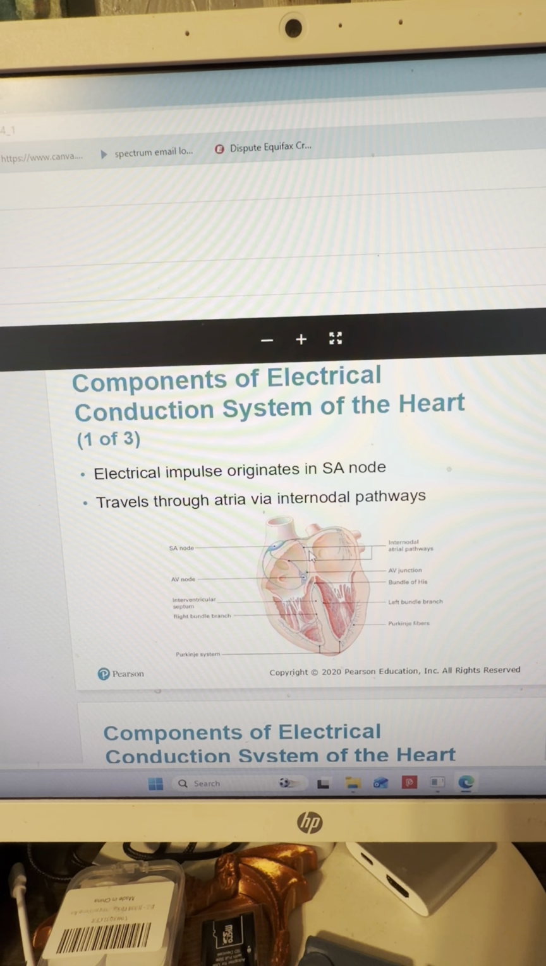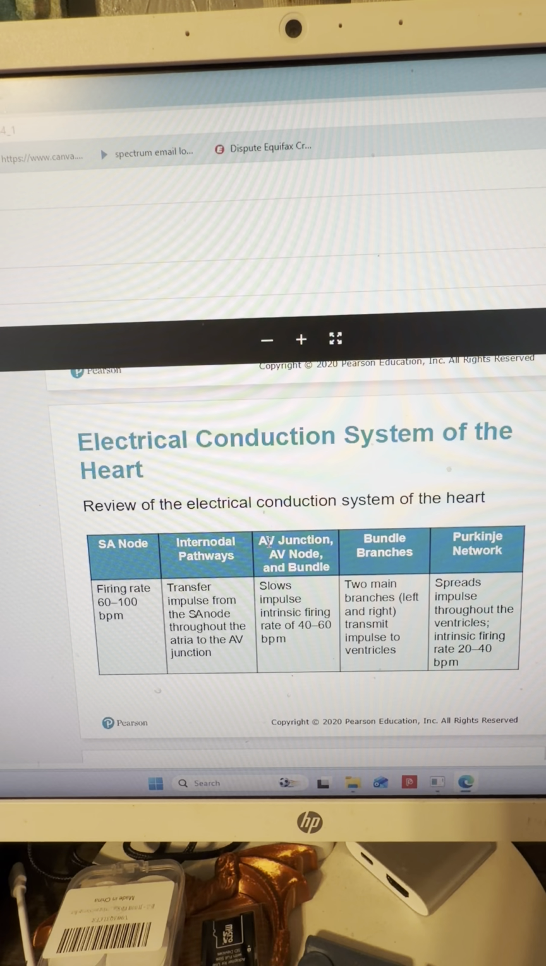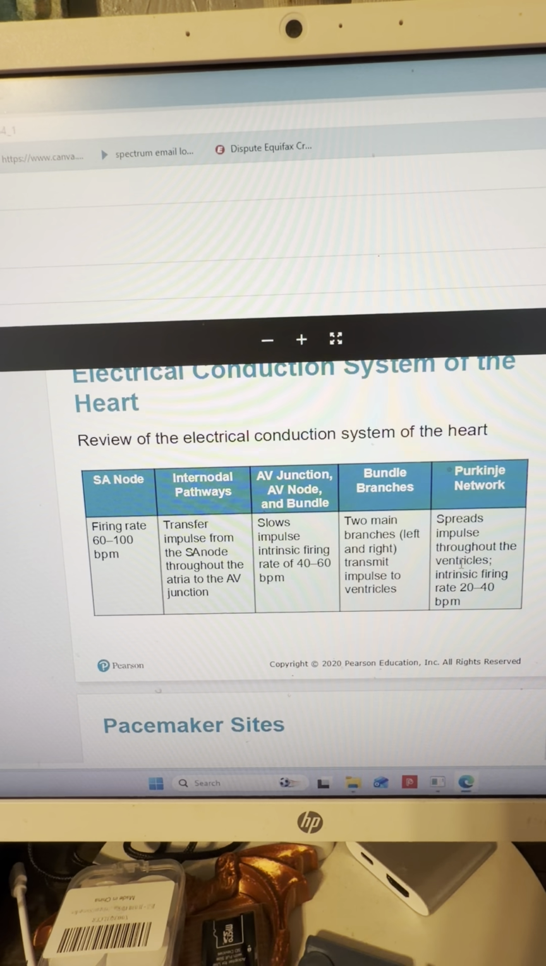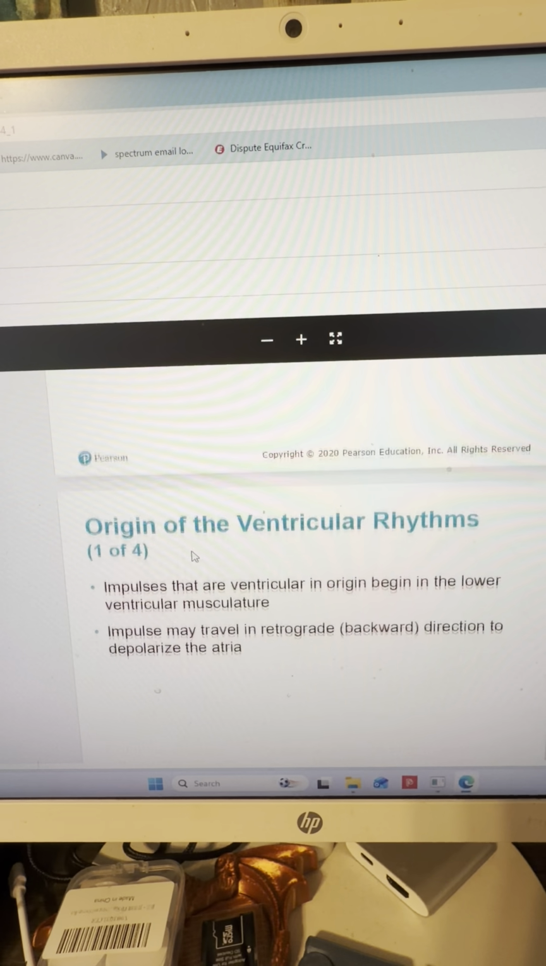This is how it should work. Your SA node fires, goes down through your atria on both sides, then hits your AV node, goes through the right and left bundle branches and into your Purkinje network. And that's what these slides show. Remember, SA node goes 60 to 100, then this transfers the pulse all the way across both atria. It hits the AV junction, which slows it down, 40 to 60, then it goes through the right and left bundle branches, and then your Purkinje network, whose firing rate is 20 to 40. So those are our intrinsic rates.